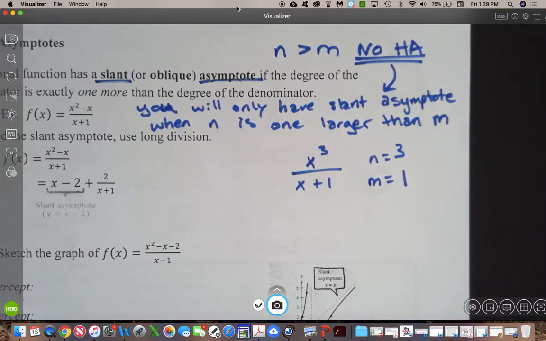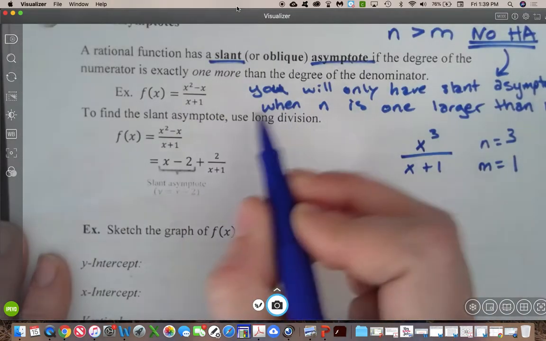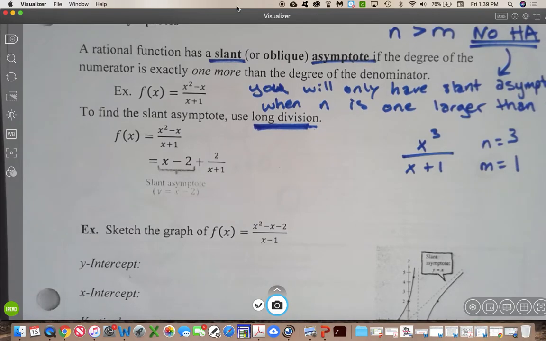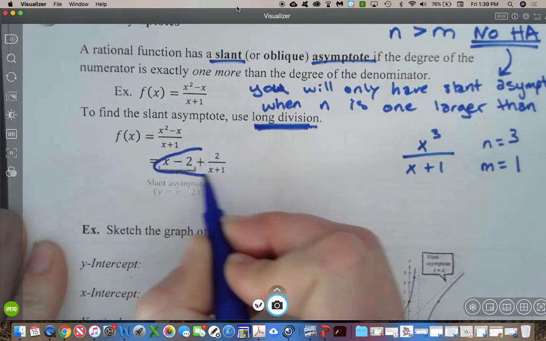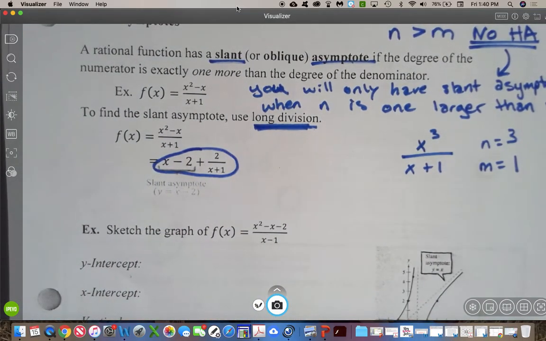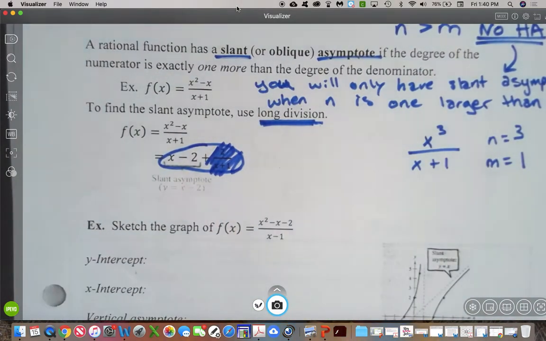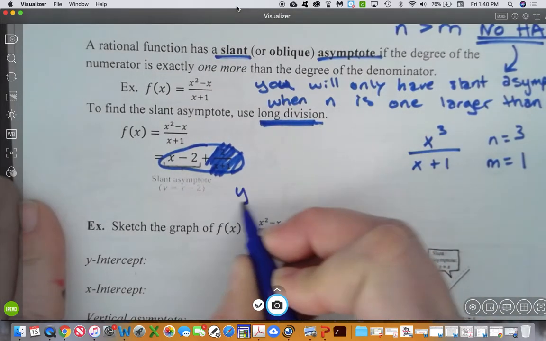The slant asymptote is found by using division. Now, it says long division, but if this is the problem, x squared minus x over x plus 1, could you technically use synthetic? Yeah, you could technically use synthetic. So, whatever type of division you use, this guy right here is what I get as an answer. And the slant asymptote is everything except the remainder. The remainder we do not care about. Your slant asymptote is y equals x minus 2.